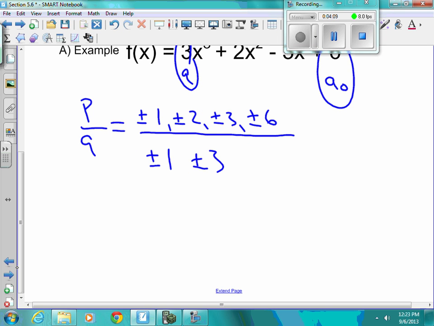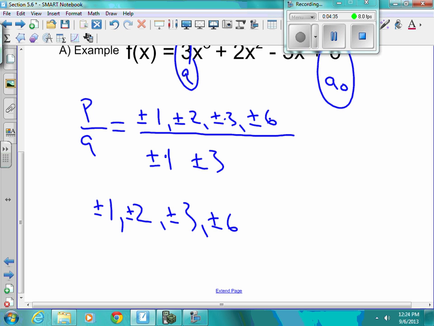So that's not how we write our answer, though. We list them out. So we're going to go through and basically divide this up. The top numbers get divided by each of the numbers in the denominator. So 1 divided by 1 is 1, plus or minus, right? Because it's positive or negative. 2 divided by 1 is plus or minus 2. 3 divided by 1 is plus or minus 3. And 6 divided by 1 is plus or minus 6.